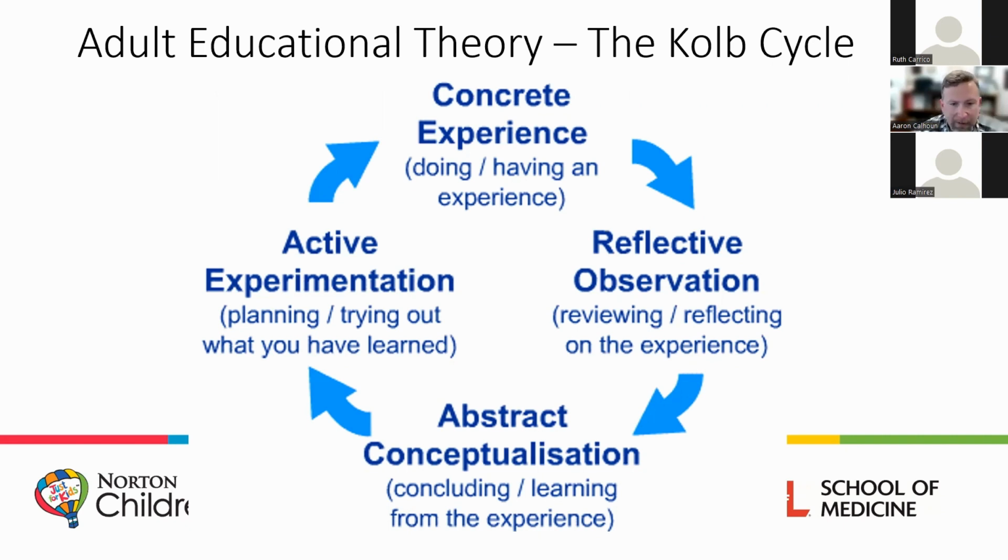That leads to an abstract conceptualization where we formulate an idea. We come up with a plan. We come up with some new model or framework in our head that says, you know what, next time this happens, I'm going to do this and here's why. And that leads to active experimentation. We actually try it. We actually go out there and do what we thought we would do. And of course, that causes us to have an experience, and the cycle begins again.